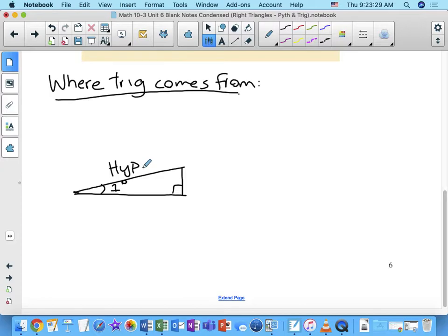And then the other two side lengths we call the opposite side and the adjacent side. The opposite side is the one that's across from, or opposite from, the angle that we're looking at. So for this angle of 1 degree, the opposite side would be this one over here on the side.